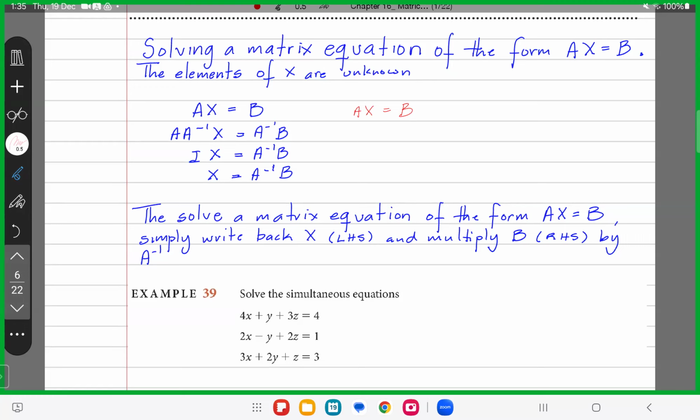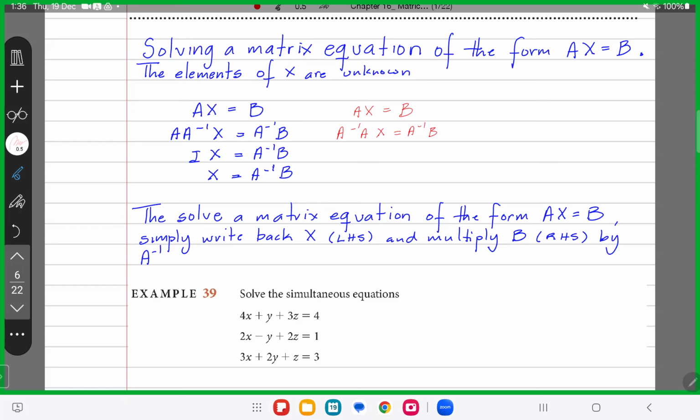Now, how we'd go about this is, what we need is to have X alone on the left side, and whatever is on the right-hand side is going to be equal to X. The process is there. I'm just talking you through it. The first thing I would do is multiply both sides of the equation by A inverse. So A inverse times A times X is equal to A inverse B.